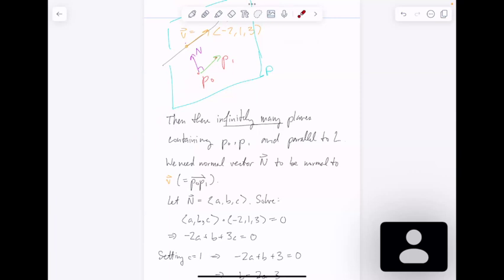Okay, so maybe one way to see this is if you take your point P0 to be the origin and P1 to be the point 0, 0, 1, all right, in XYZ coordinates, then one plane through it might be the XZ plane, right?